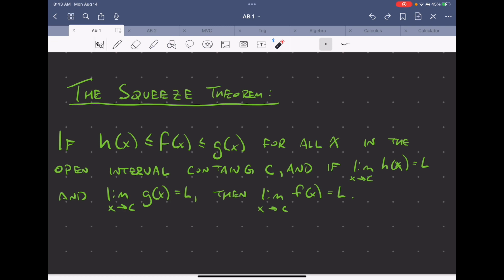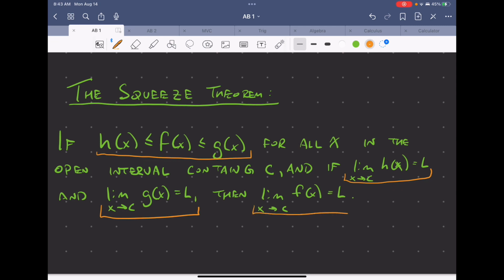Notice the hypothesis has two parts to it. There's this right here, that has to be true. It also has to be true for all x around c. And then there's this here: the limit of h of x is equal to L, and the limit of g of x is equal to L. That's all the hypothesis stuff. And then the conclusion is here, the limit that comes after the then. It's the limit of f of x is equal to L.